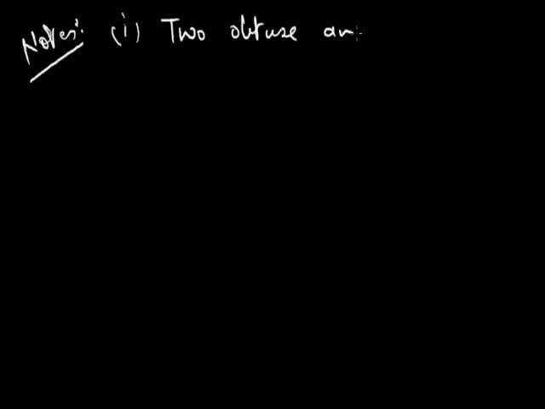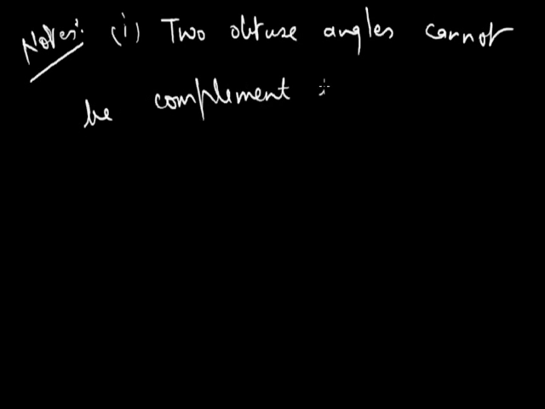Alright, there are some important points to be noted about complementary angles. First point being that two obtuse angles cannot be complement to each other. The second point being that two right angles cannot be complement to each other.